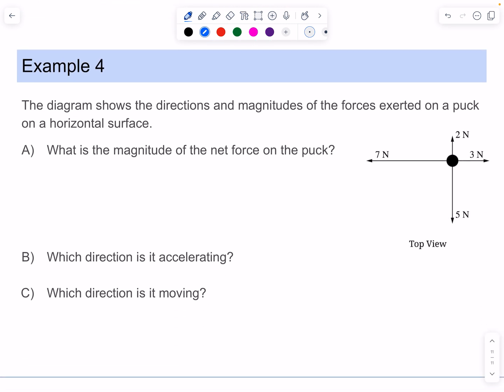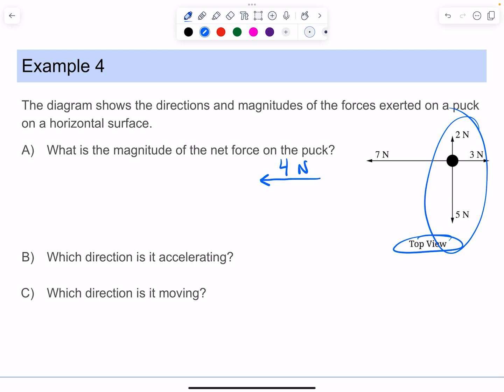And finally, this diagram shows the direction and magnitude of the forces exerted on a puck on a horizontal surface. Notice this is the top view of a puck. What is the magnitude of the net force? Well, let's look at the forces acting in the horizontal. I have 7 newtons to the left, 3 newtons to the right, so the overall net force in the horizontal will be 4 newtons to the left. If I look at the vertical, 2 newtons up, 5 newtons down, so it would be an overall net force of 3 newtons in the direction of the larger force.